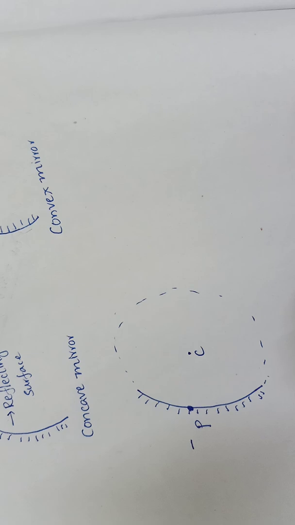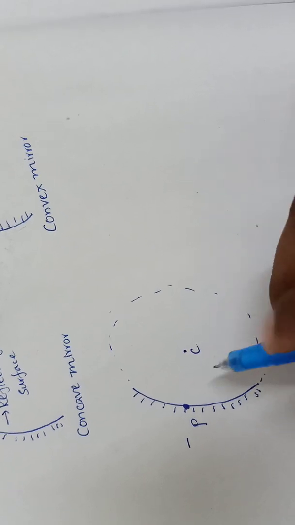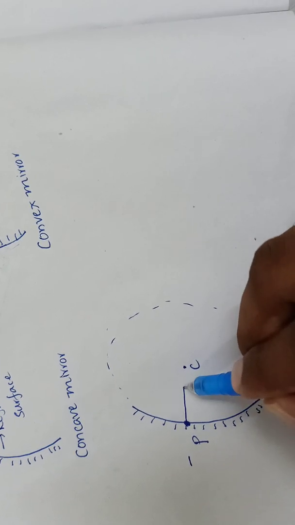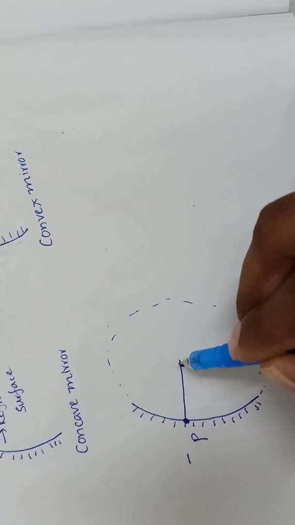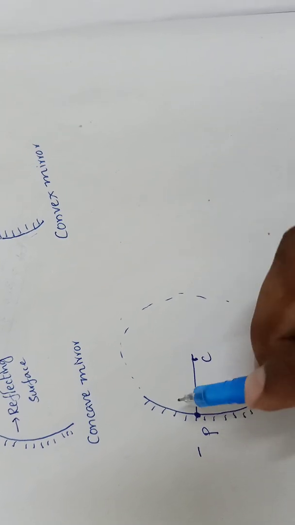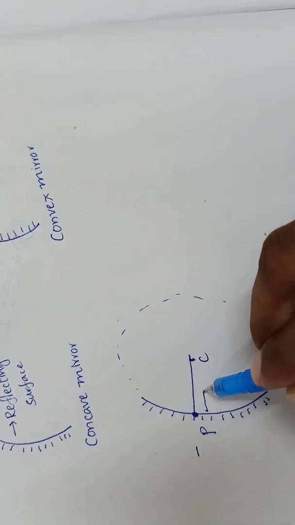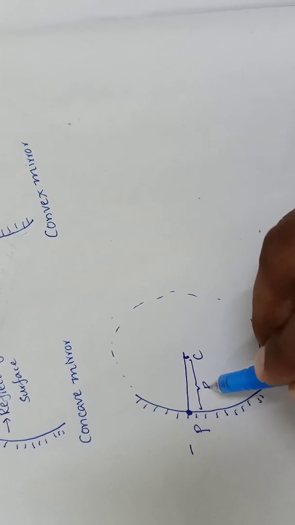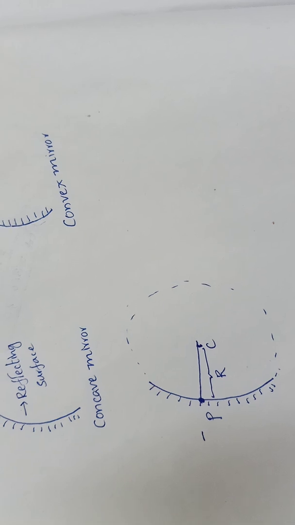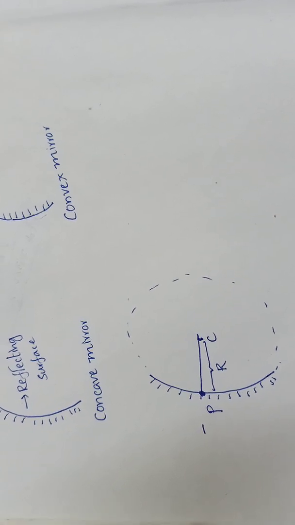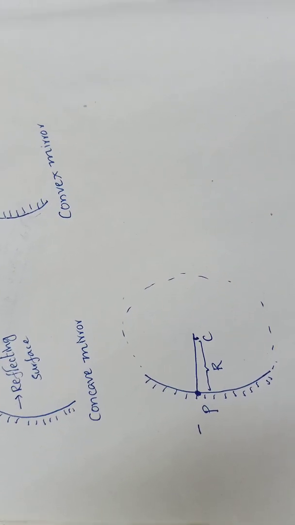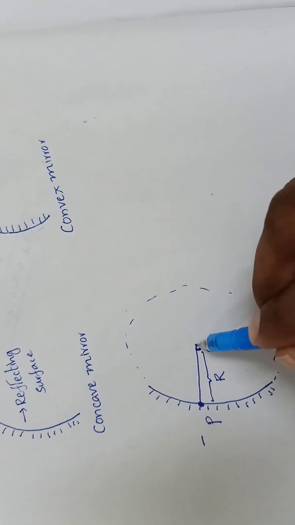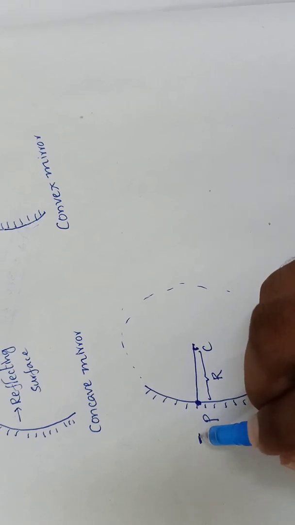And next one is radius. Radius means the distance between pole and center of curvature, we call it the radius. Next one is principal axis. Principal axis is the line joining the pole and center of curvature.